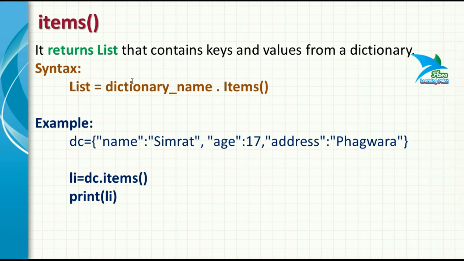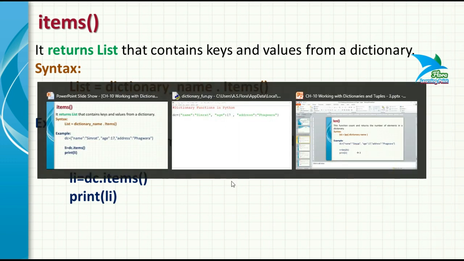Next function that we are having is items. It returns a list that contains keys and values from a dictionary. So the items function will return a list of items that are available inside the dictionary, keys along with their values. It will return the result in the form of a list.